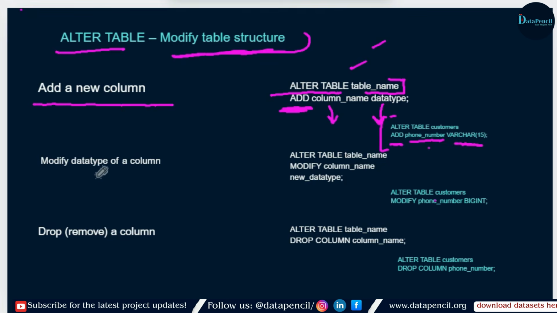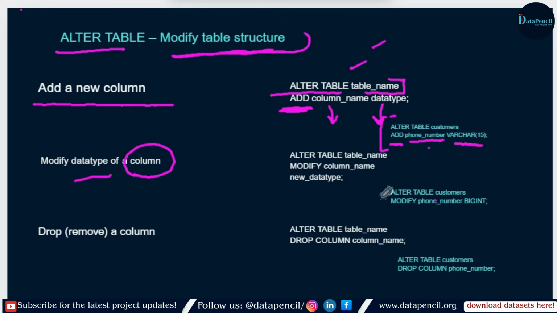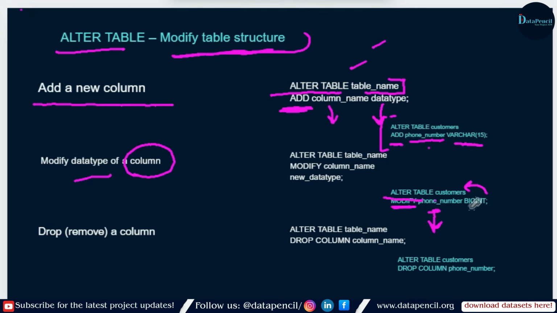All right, now suppose you want to change the data type of a particular column. For that you have to write ALTER TABLE, then the name of the table, then MODIFY and the column name. And suppose you want to change its data type to BIGINT, so you will have to write the BIGINT here, the new data type.